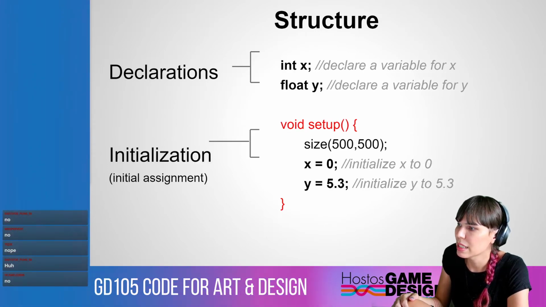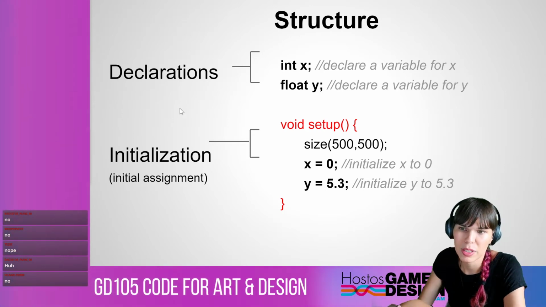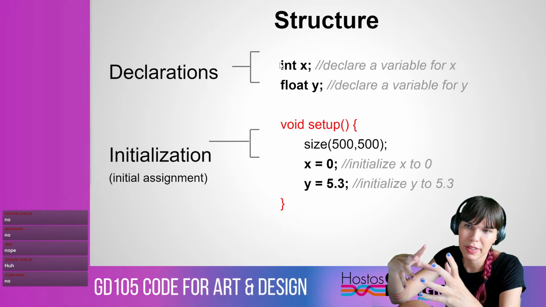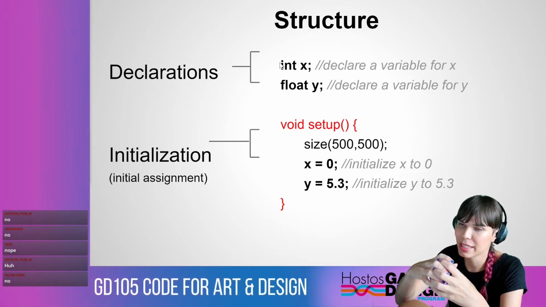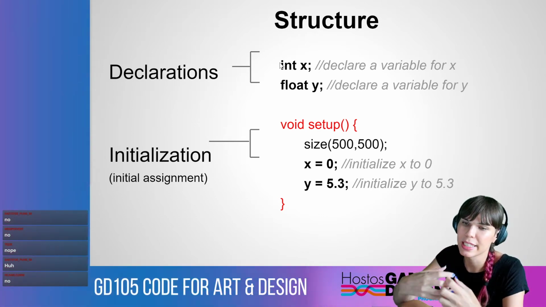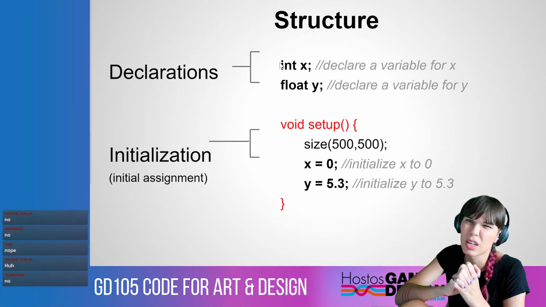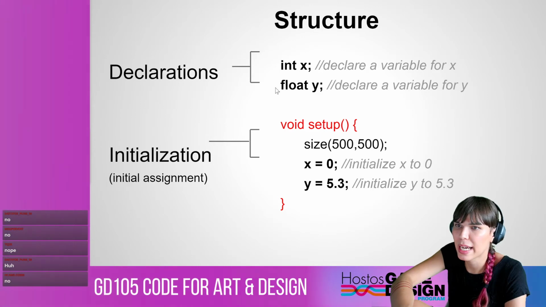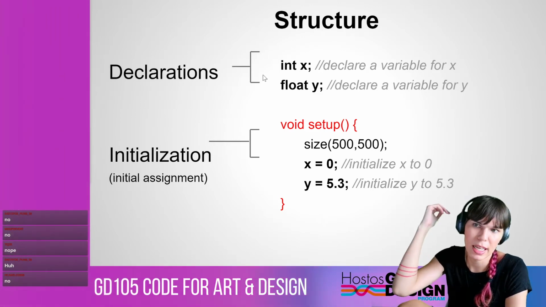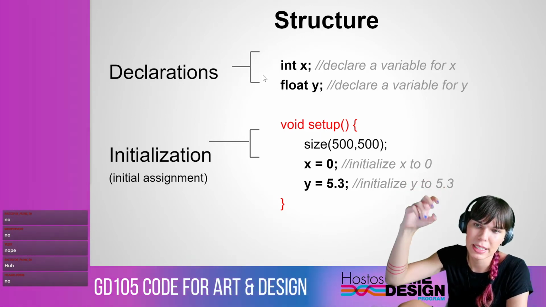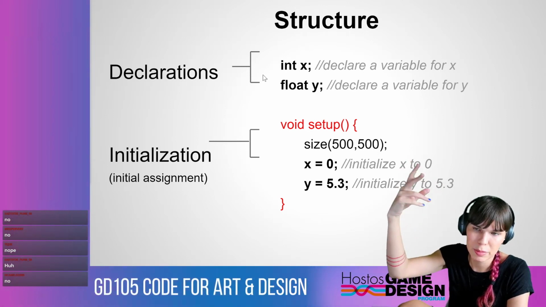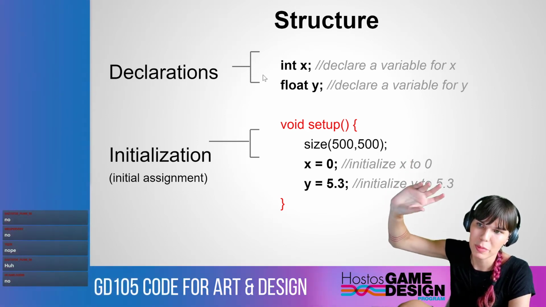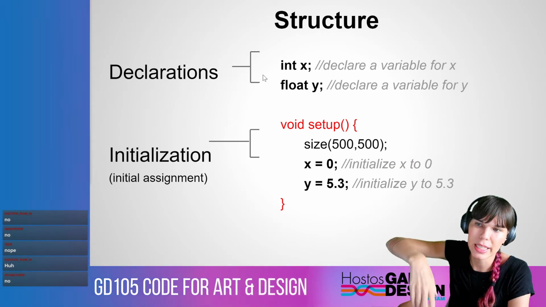Then there's initialization, which is an initial assignment. By default, when we create this variable, it doesn't necessarily have a value, so we have to give it an initial value. We might also call it an assignment, an initial assignment. We have our declarations at the very beginning of our sketch. We call these global variables.